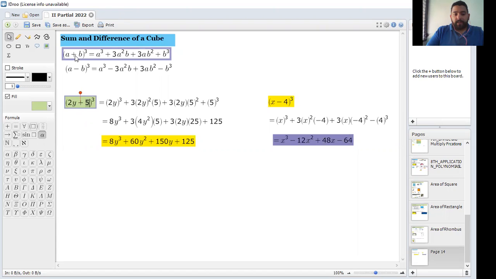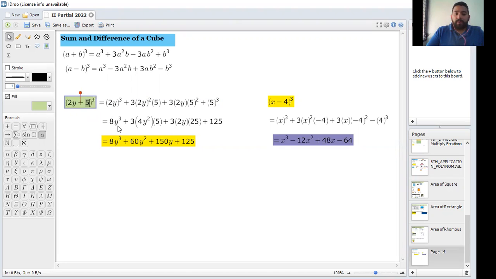For example, we have the addition, so it's going to be a to the power of 3, or 2y to the power of 3, plus 3, we multiply by a squared, which is 2y squared, times b, which is 5. Then we apply plus 3 times a times b squared. B squared is 5, so it's going to be 5 to the second power. And finally, we are going to raise b to the cube power.